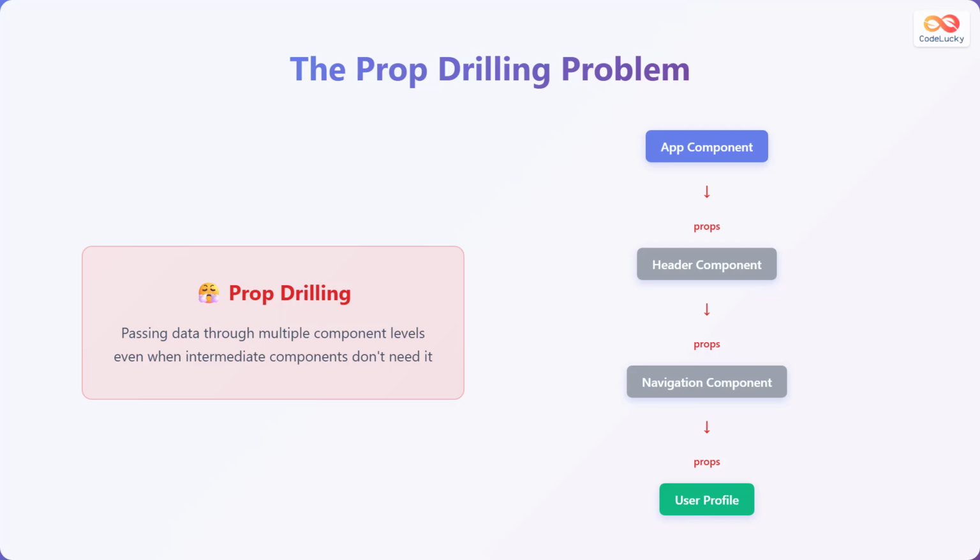One of the primary reasons to use the Context API is to avoid prop drilling. Prop drilling occurs when you need to pass data through multiple levels of components, even when some of the intermediate components do not need that data directly. This can make your code harder to read and maintain. Instead of passing props down manually through each component, you can use context to make the data available to any component that needs it, regardless of its position in the component tree.